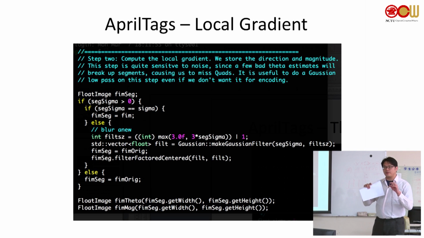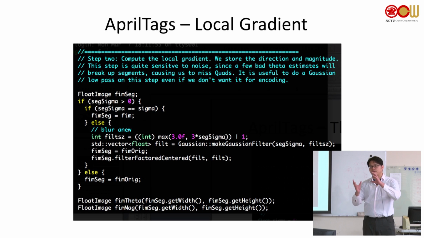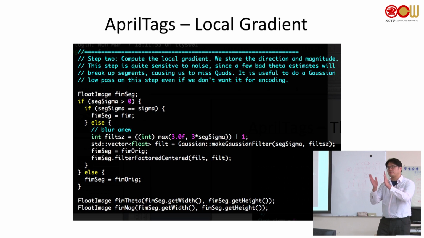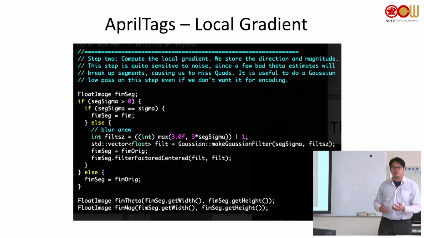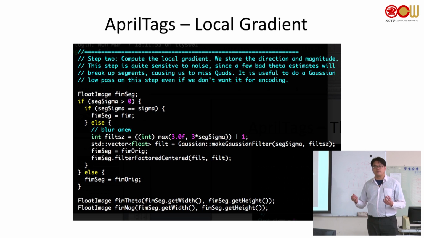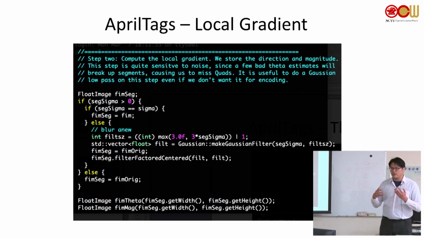If we compare the output between the Canny edge detector and local gradients, what's the difference here? In a Canny detector, it tries to quantify it already. In the AprilTag detector, the algorithm intentionally keeps the direction and the magnitude. But for Canny, the final output is just the edge pixels. Maybe some important information has been lost if you use Canny.